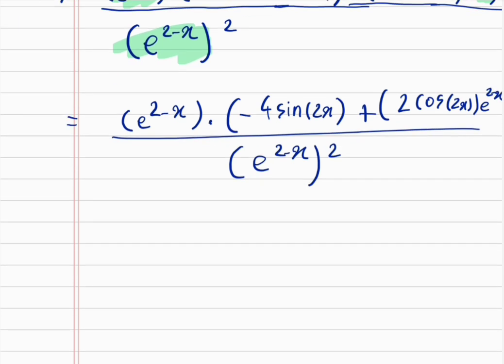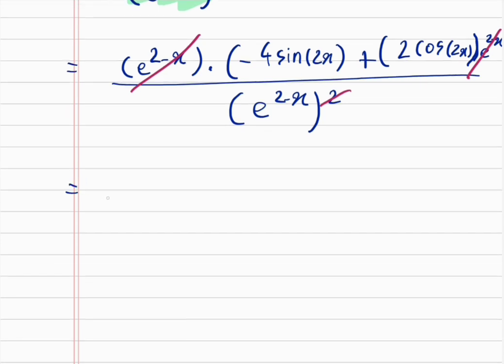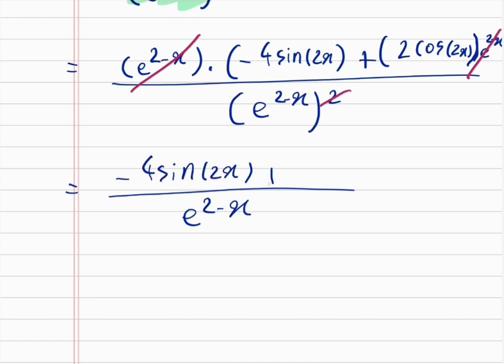Okay, at this point, we can divide each term by e to the 2 minus x because that's common in every single term. So that's just a trick that helps us to get rid of e to the minus 2x in the numerators. So basically, this e to the minus 2x cancels out with this e to the minus 2x with the power of here, because you remember the denominator is a square. So you are going to get e to the 2 minus x times minus 4 sine 2x plus 2 cos 2x.